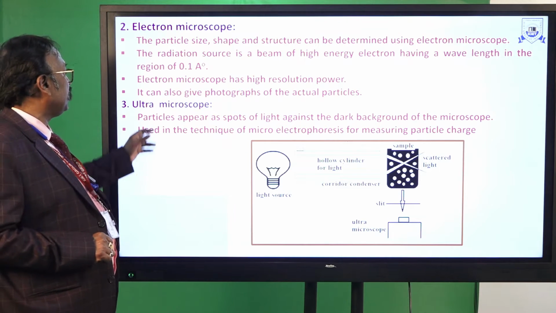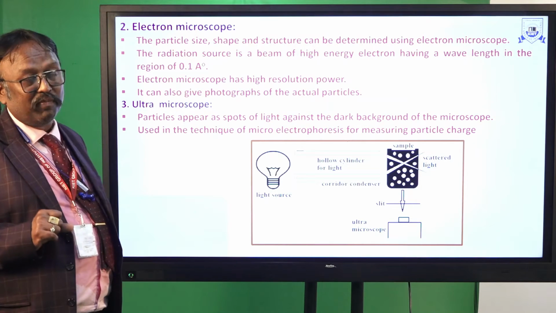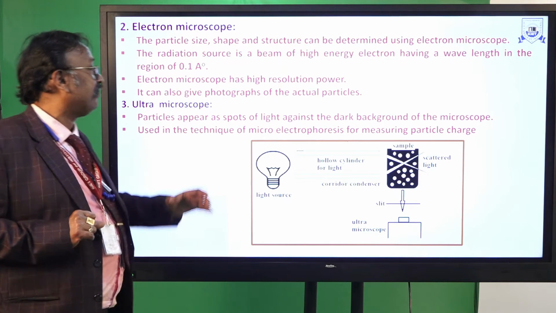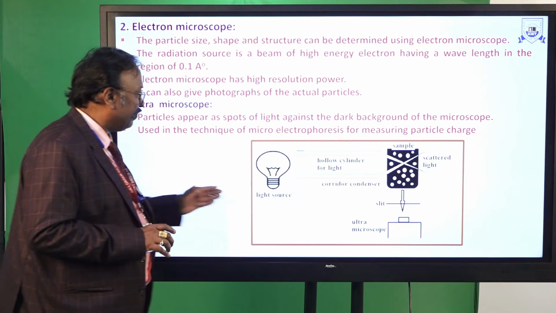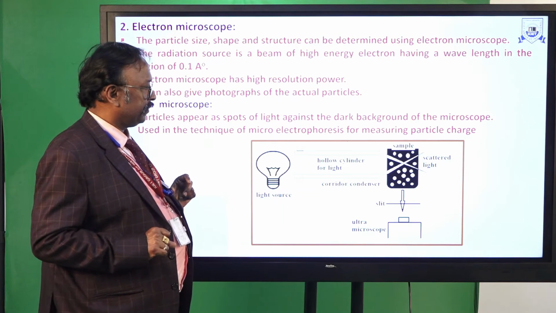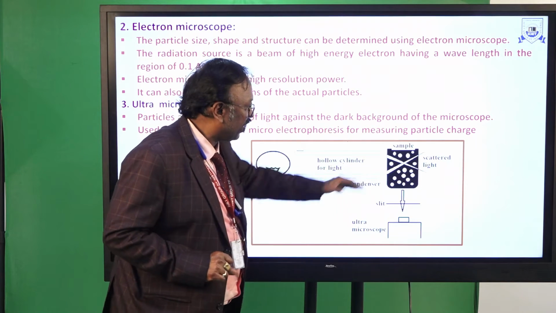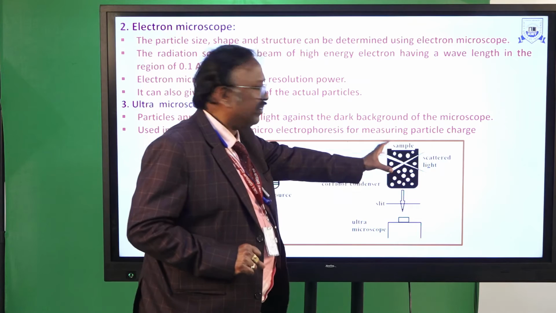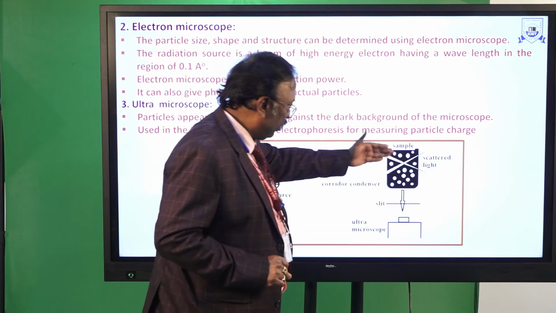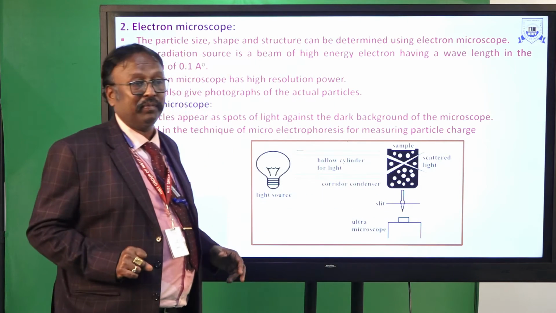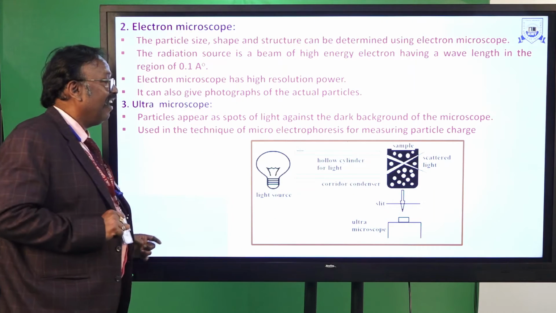Ultramicroscope means these particles appear as spots of light against a dark background. It uses a technique of microelectrophoresis for measuring particle size. For example, you see this is the light source, and this is the hollow cylinder for light. This is the condenser, and this is the sample containing a colloidal dispersion. There is scattered light. This scattered light will be split. We can observe all these under the ultramicroscope, you can see the effect.